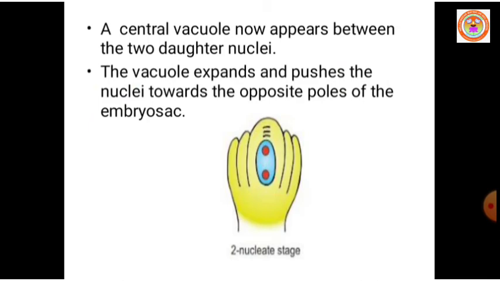A large central vacuole now appears between the two daughter nuclei. This stage is said to be the two nucleate stage. The vacuole expands and pushes the nuclei towards the opposite poles of the embryo sac. So what are the poles of the embryo sac? On the top you can see the chalazal end, and this is the micropylar end.